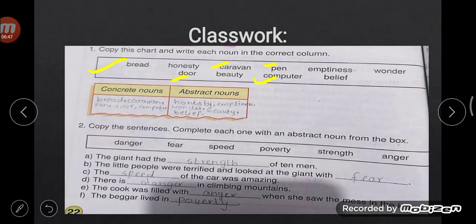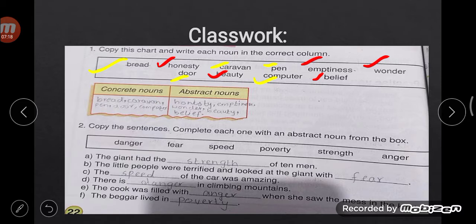Yes, in abstract nouns, you will write honesty. Honesty is an abstract noun, it is a state. Okay, so we cannot touch it. And then emptiness, wonder, beauty, and belief. Okay, the yellow ticks are showing the concrete nouns and red ticks are showing abstract nouns. So you will write in the relevant column.